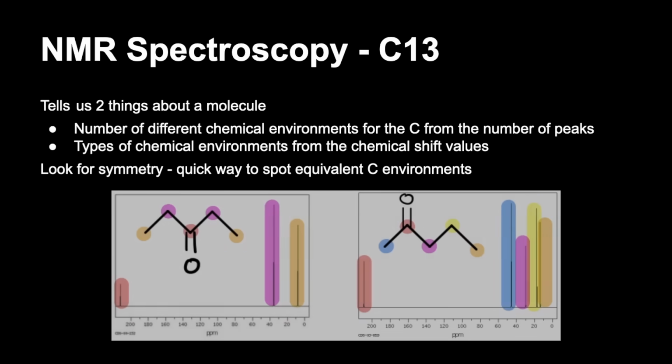So I'll just show you a quick example of that. So we've got pentan-3-one and pentan-2-one. We've got a line of symmetry running down here, down carbon 3. So any carbons that are equidistant from the line of symmetry will be in equivalent environments. So the 2 end ones are equivalent, those are equivalent, and obviously that's unique.